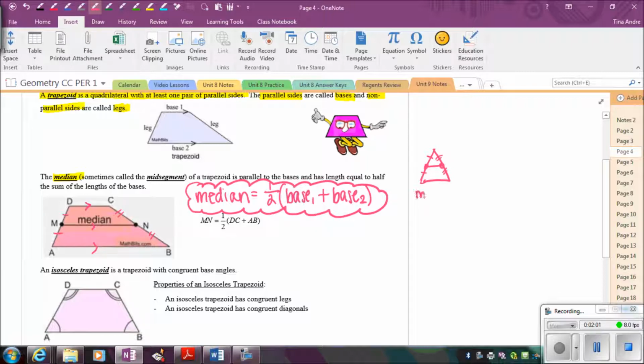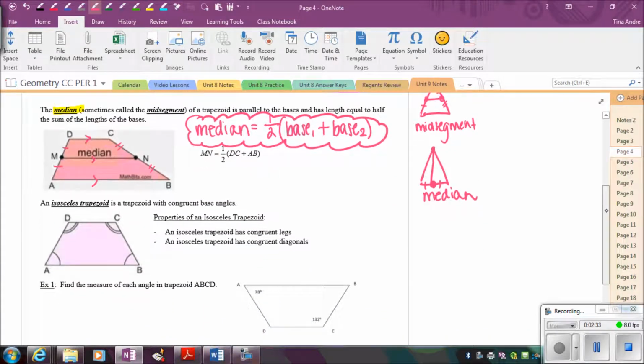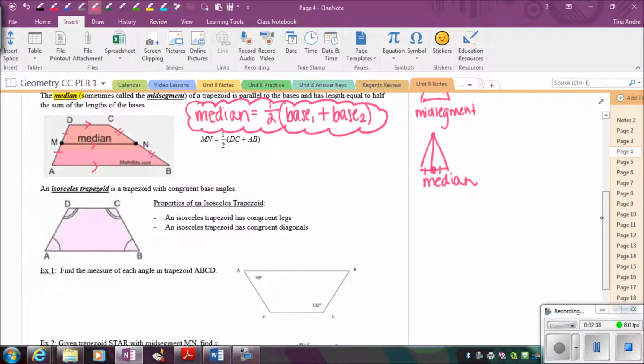Now, this is a mid-segment in a triangle, versus a median in a triangle, which connects from the vertex to the midpoint of the opposite side. So this is a median connecting from the vertex to the midpoint. So just be aware of the differences. So in a trapezoid, we call that median or mid-segment the same. We use those words interchangeably, but for triangles, there's a difference. So just be aware. So that's like the only property really that you can use with trapezoids, other than the fact that the bases are parallel.